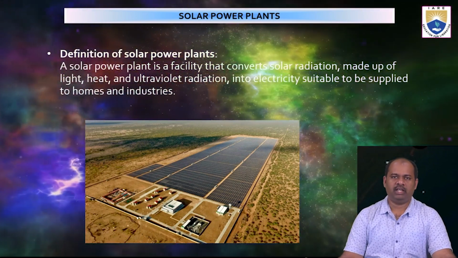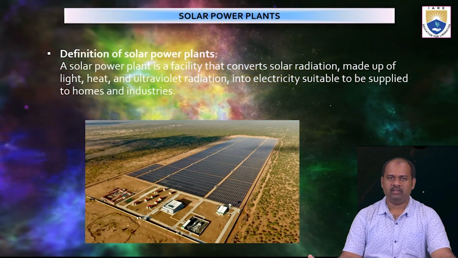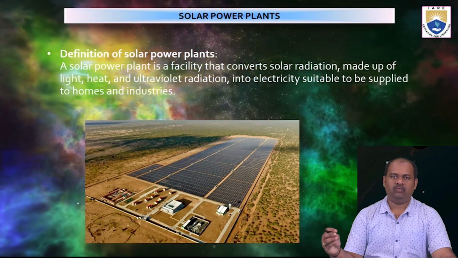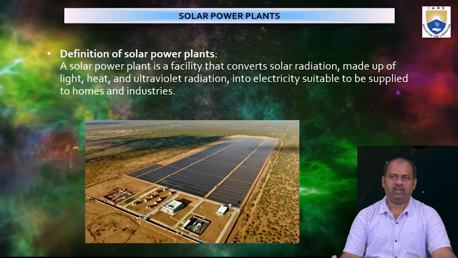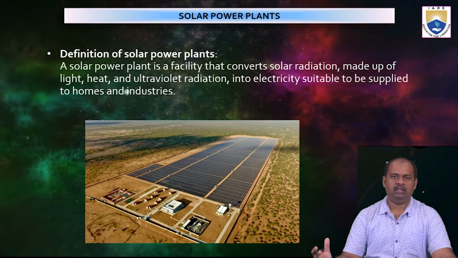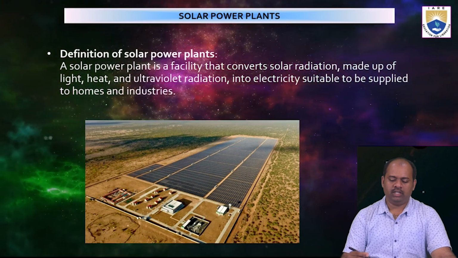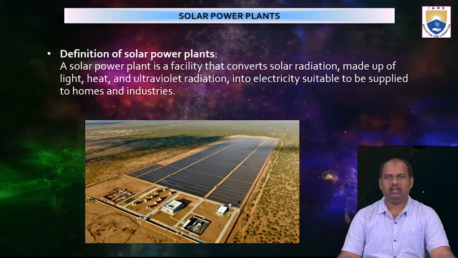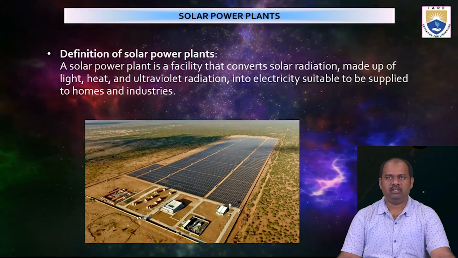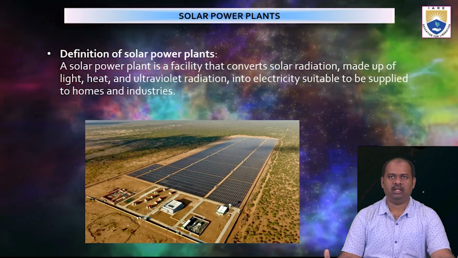We have a photovoltaic cell, which is very sensitive to solar radiation. When the solar radiation falls on the plate, the photovoltaic cell reacts and produces electrons, which are taken into the power line. That is how electricity is generated. A solar power plant is a facility that converts solar radiation, made up of light, heat, and ultraviolet radiation.